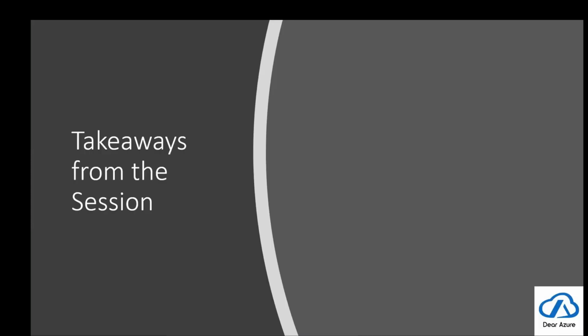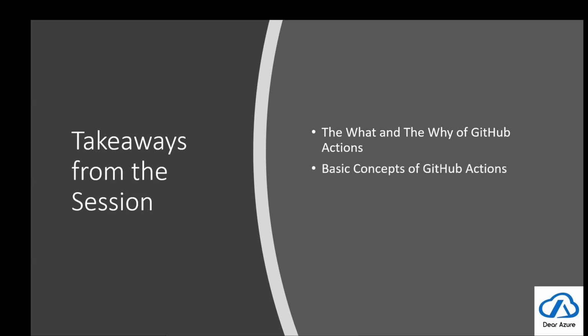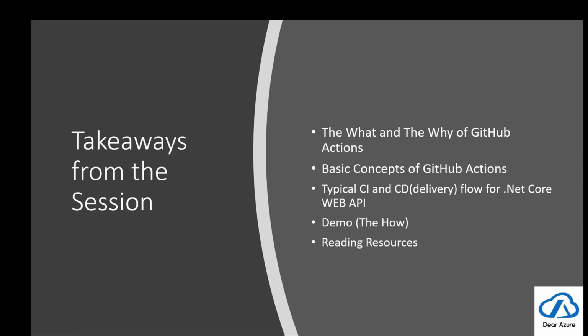So, what are key takeaways from today's session? We'll learn the what and the why of GitHub Action. Basically, what are GitHub Action and why use them? We'll have a look at some of the basic concepts of GitHub Actions. Then we'll discuss a typical CI and continuous delivery flow for a .NET Core Web API, how we can implement that, or rather what the structure should be. And then I'll give you the how, basically the demo of how we do it. I'll point you to the reading resources at the last. So let's start with the what.